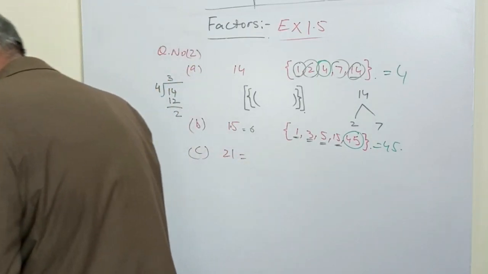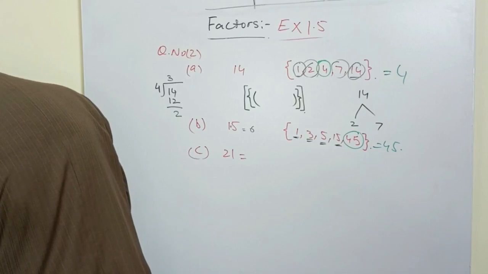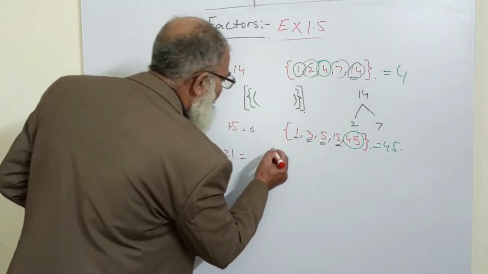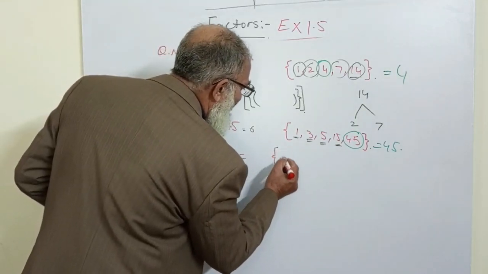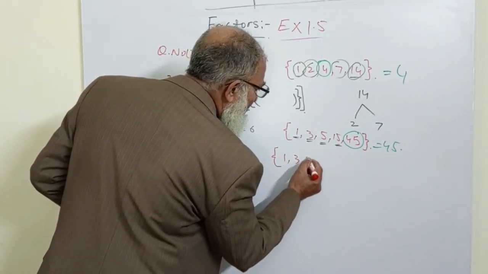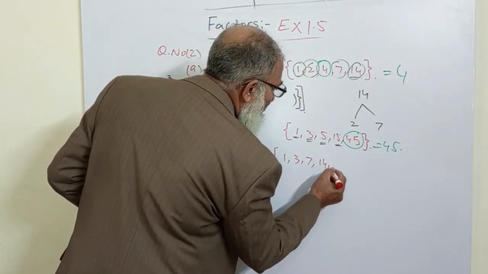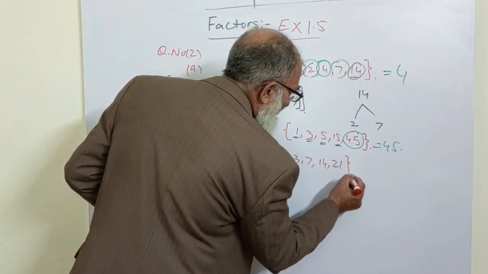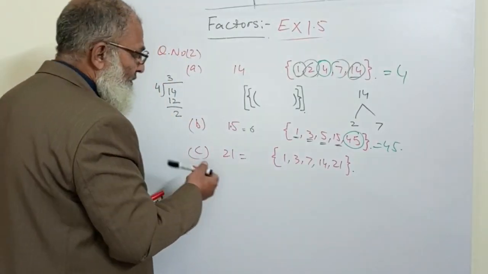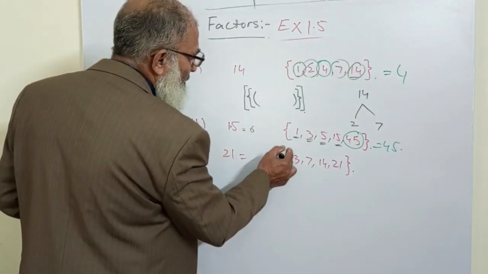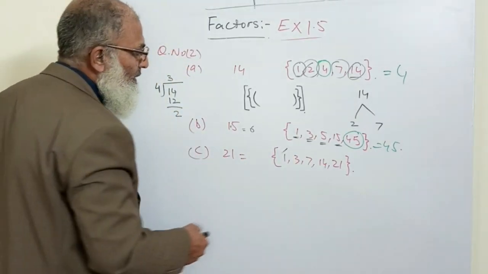Next is 21, and the set is 1, 3, 7, 14, 21. So again, strike out this because 1 is always the factor.